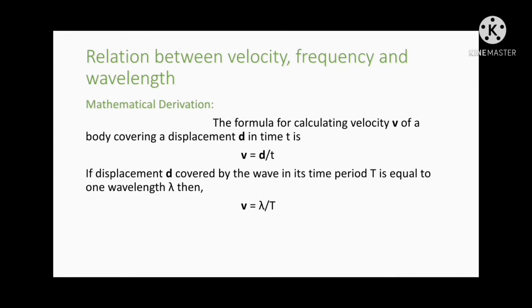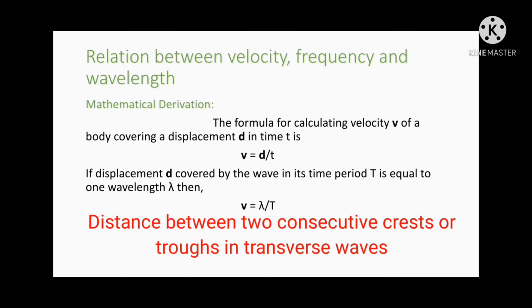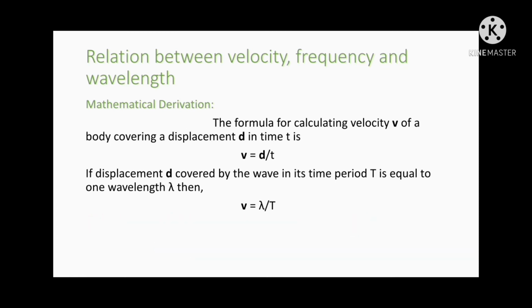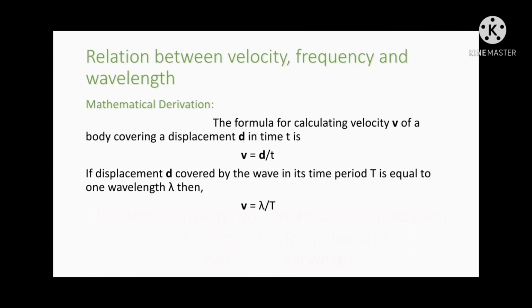And if we talk about wavelength, then wavelength can be defined as the distance between two consecutive crests or troughs in transverse waves, or two consecutive compressions or rarefactions in longitudinal or compressional waves. Its SI unit is meter, as it is basically a length between two consecutive crests or troughs or two consecutive compressions or rarefactions, and its symbol is lambda.